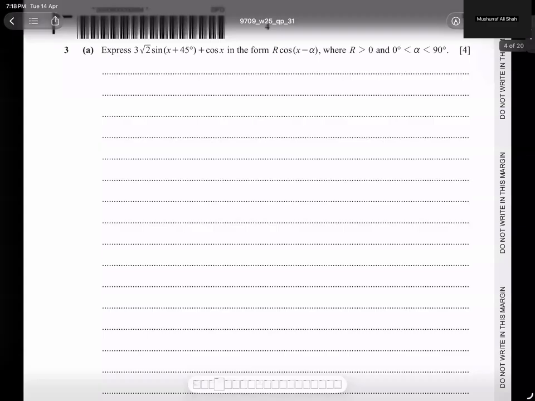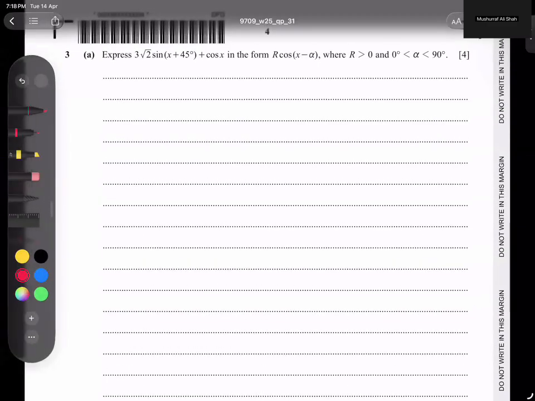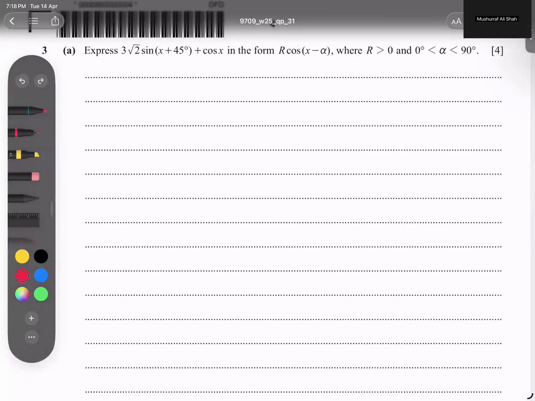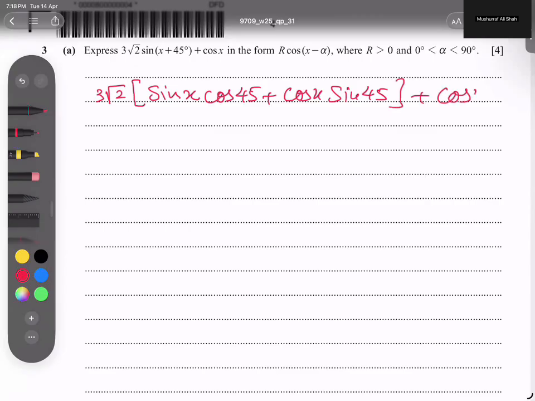Question number 3, I'm starting now. And he said R form. This is called R form. How to do it? This is the complete expression, but first of all, I will simplify this one. How to simplify? Check it. 3 root 2 and the fundamental sine: sine of first angle cos 45 plus cos x and sine 45, and plus cos is also available there. You can see outside, now we have to replace. So first of all, what is 45? Sine 45, cos 45 is root 2 over 2.